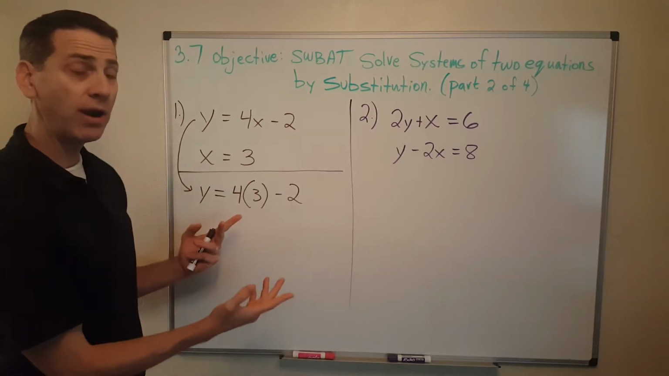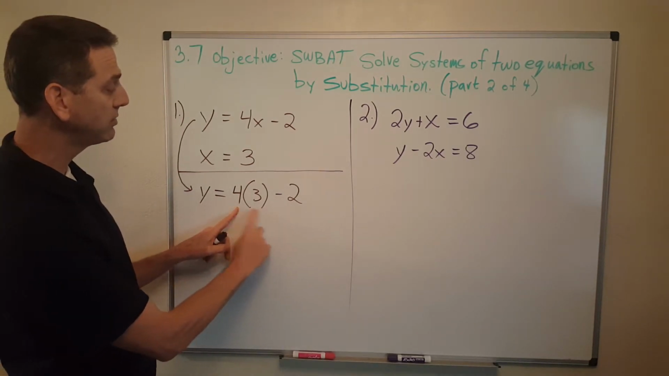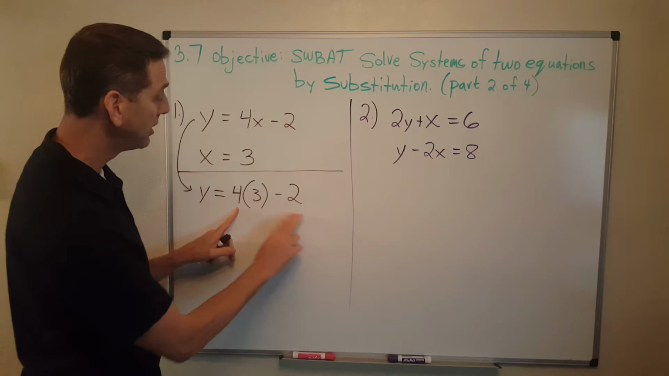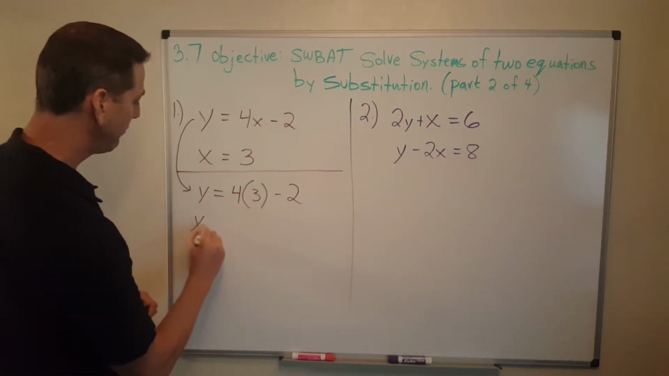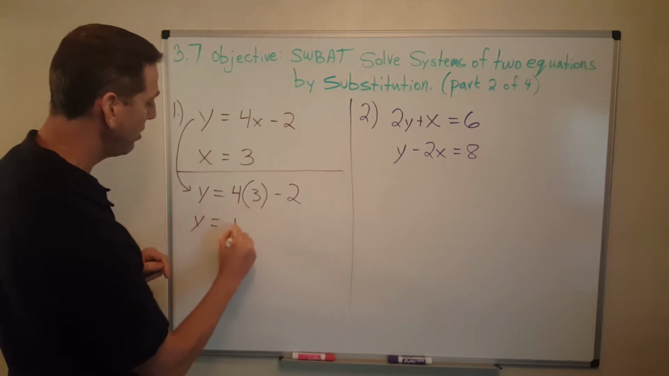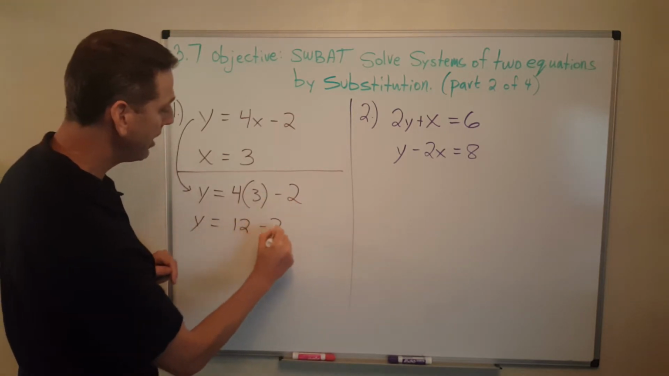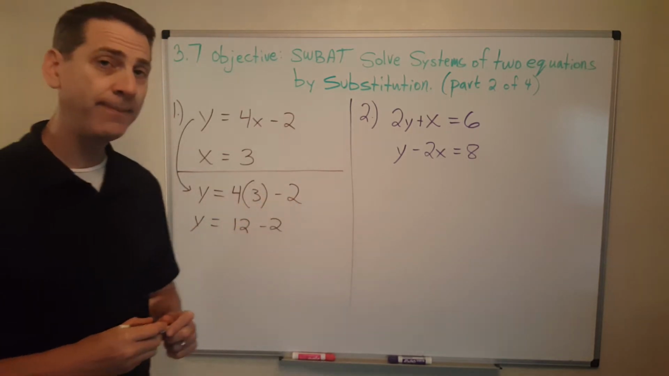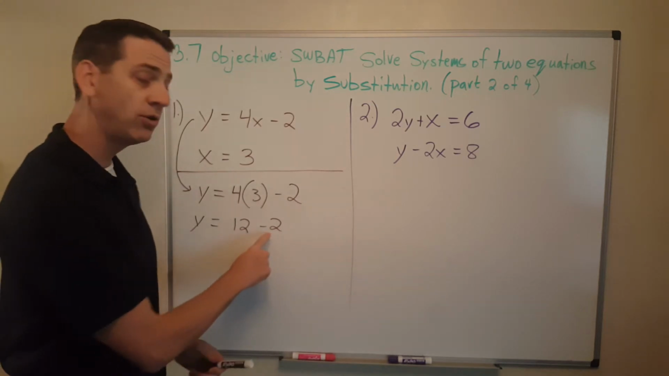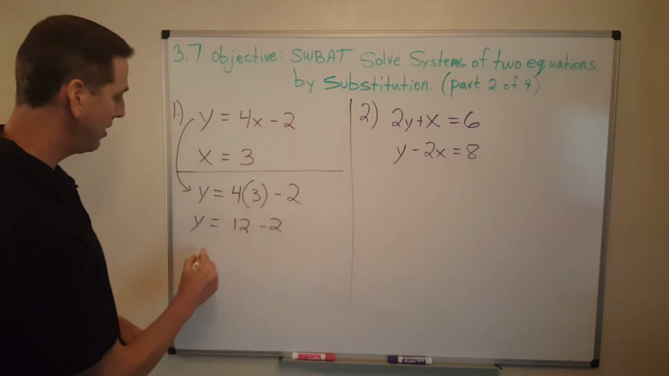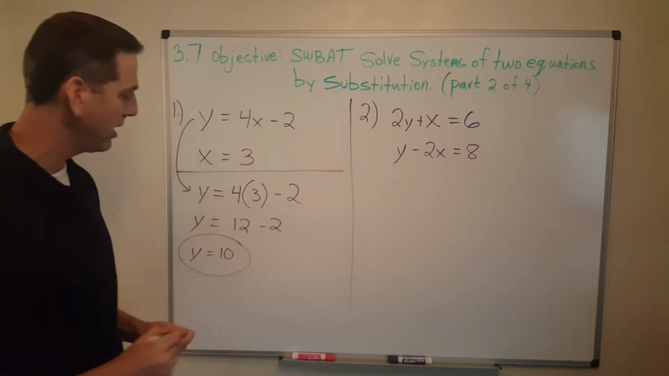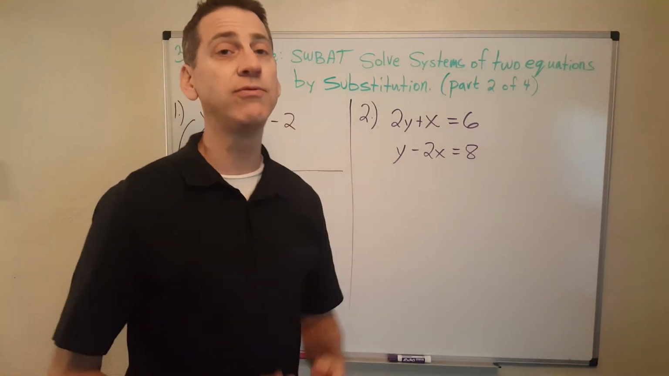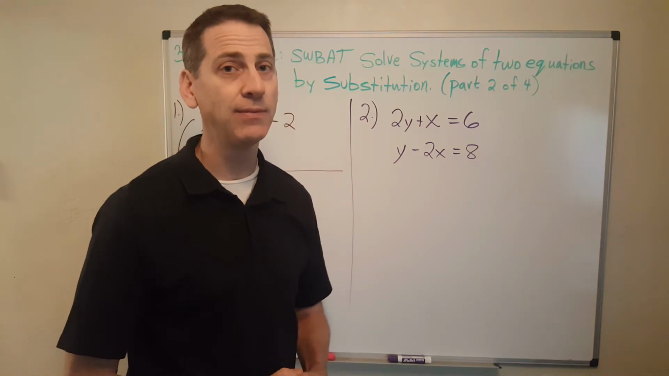Now I can go ahead and solve for y. It's just order of operations. I have to do multiplication first and then subtraction. 4 times 3 is 12, and then bring down the minus 2. Now 12 minus 2, of course, is 10. So I get y equals 10, and that's the solution for my y coordinate.